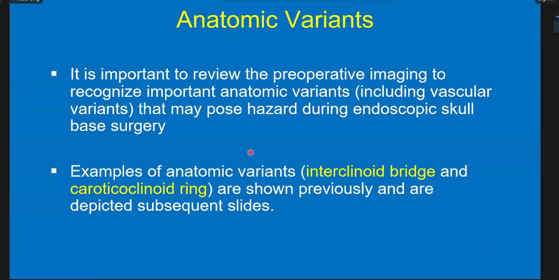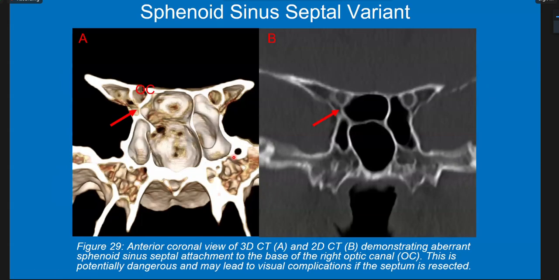So we also have to recognize important anatomic variants that may pose hazard during endoscopic skull base surgery. And we saw examples like the interclinoid bridge, the carotidoclinoid ring. We have attachments of the intersphenoid sinus septum. For example, here is your optic impression, the optic canal. At the base of the optic canal, you have this accessory intersphenoid sinus septum that attaches to the base of the optic canal or the optic nerve impression.